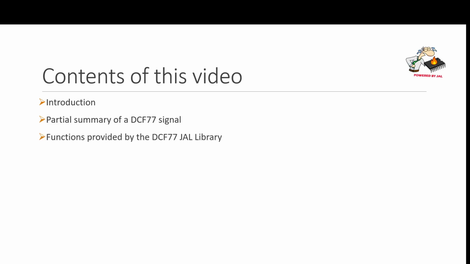So what will be the contents of this video? First, a short introduction. Then a summary, at least a partial summary, of the DCF77 signal. Then the functions that are provided by the DCF77 JAL library, the hardware that I use for making this library, but also for the demonstration. And at the end you can find some references about JAL.